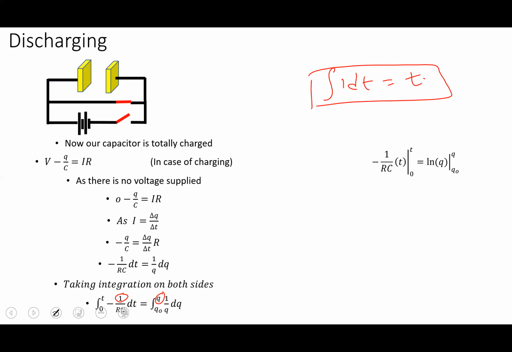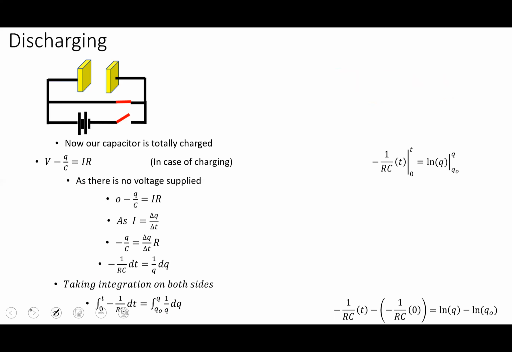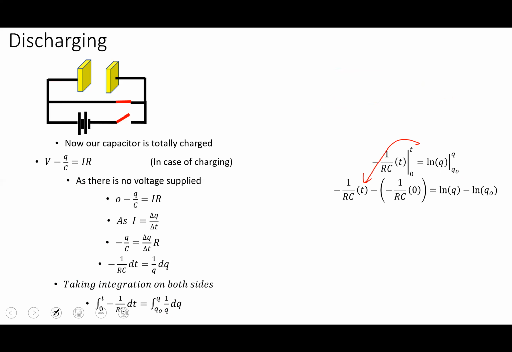So minus 1 over RC into T from 0 to T is equal to log of Q from lower limit Q naught to upper limit Q. Because there is a derivative present on top, we use log of Q, like in the previous case of charging as well. Now if we rearrange it and write it in proper manner, the higher value is written first. So minus 1 over RC into T minus 1 over RC into 0, and this whole thing will be equal to 0, is equal to log of Q minus the lower value, log of Q naught.